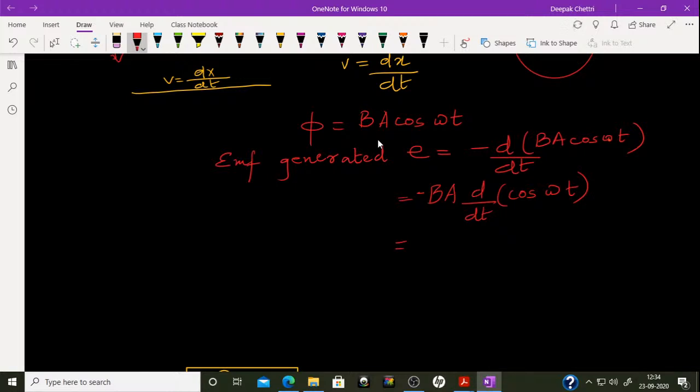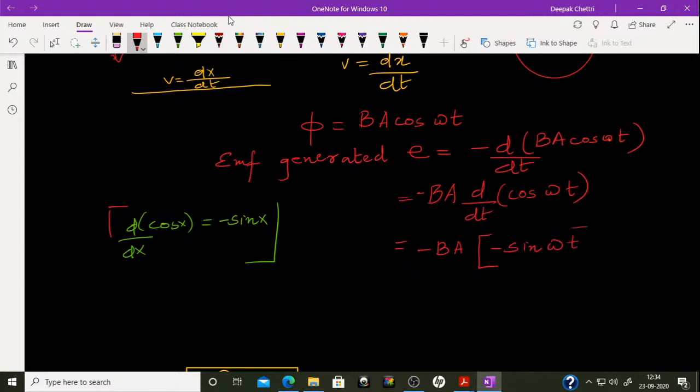Now you know from differentiation that d by dx of cos x is equal to minus sin x, right? You know this from the formula of differentiation if you have done this part in maths. So we will use that here. I will get minus BA, and this will give me minus sin x, here it is omega t, so it will be minus sin omega t. But see, this is t but this is omega t, so there is an extra omega, so for that I have to do the chain rule. So I will get d by dt of omega t also, right. Is this part clear so far?